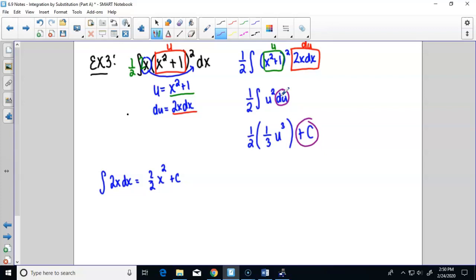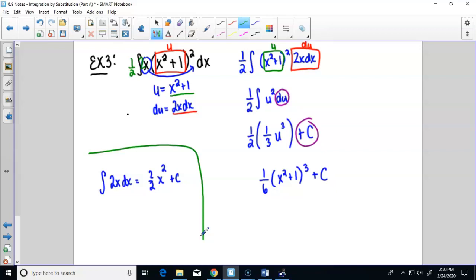That's a good question. All right, so for our answer here, the 1/2 and the 1/3, I could multiply them together and I'll get 1/6. And I could go ahead and replace my u with our x squared plus 1 to the 3rd power, and we've got our plus c. Okay, questions?